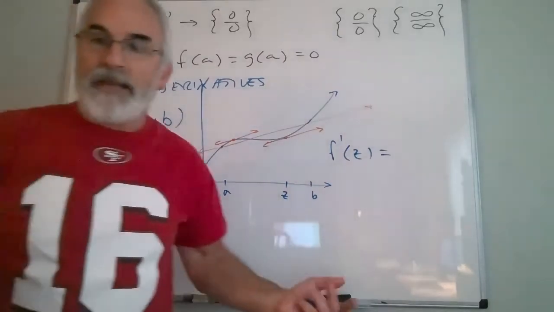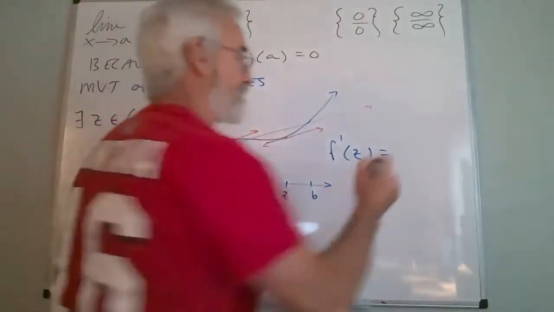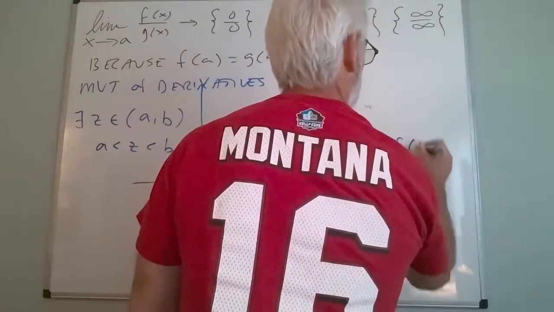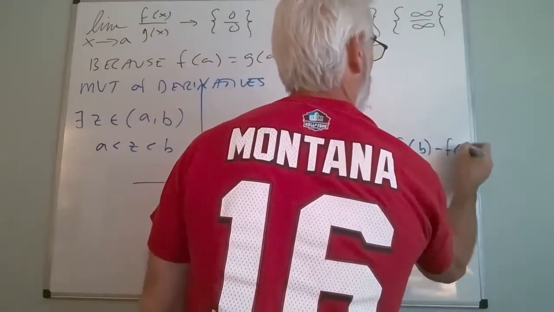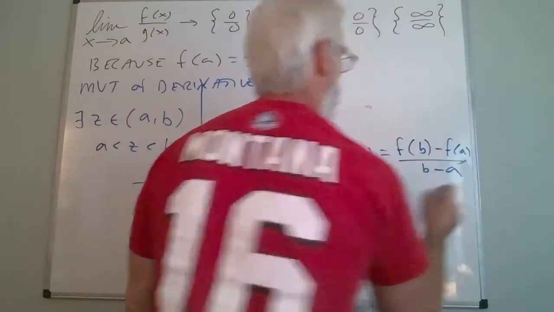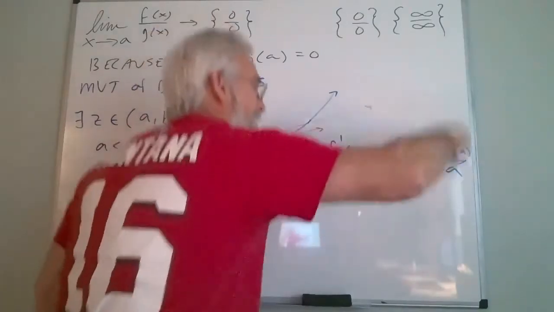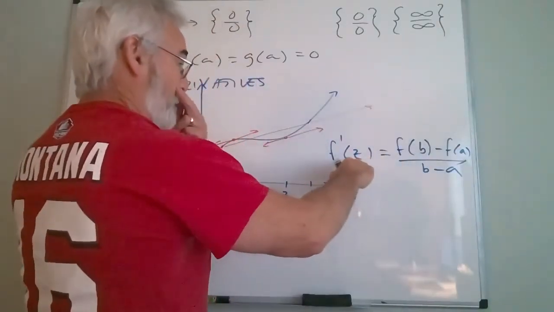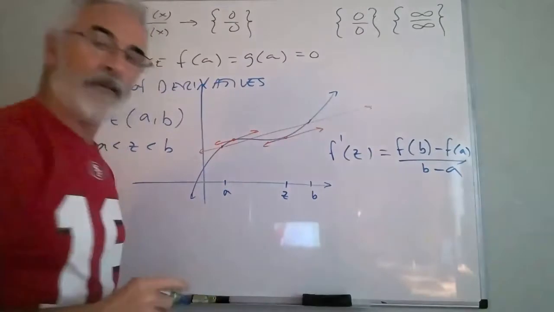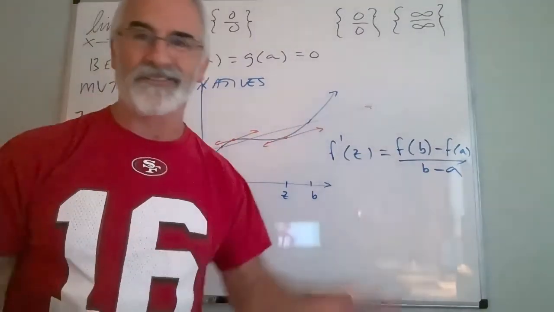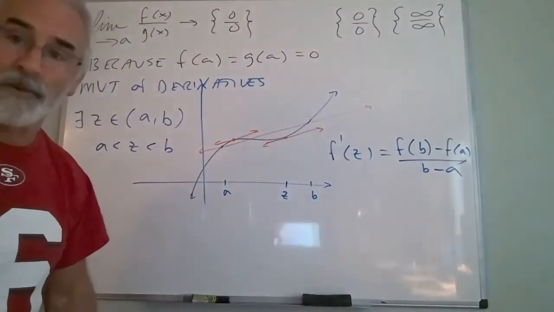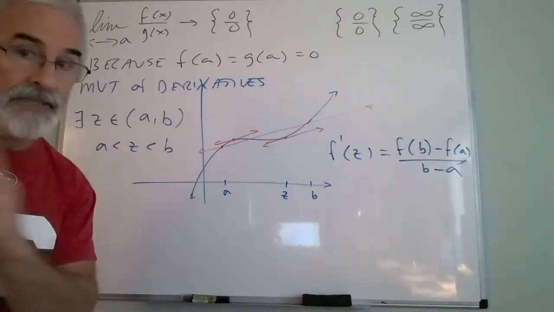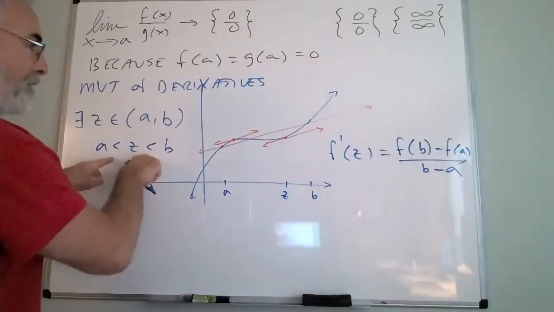Now we just go back to baby algebra, rise over run, change in y over change in x. So that would be f of b minus f of a over b minus a. Some of you remember, I don't care what symbol you use here. Actually, I like using a c, but later on they always use a z, so I'll just use a z for now. z is just any number between a and b, not a and b itself though.